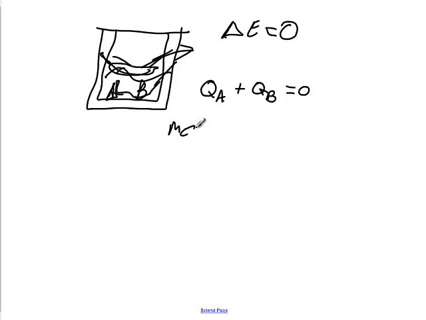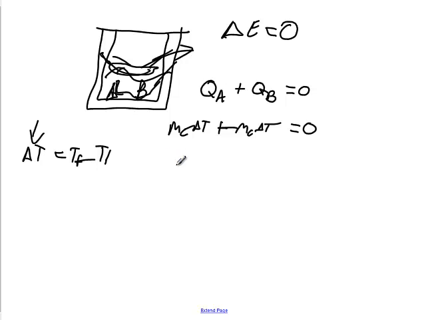You have MC delta T of the first one plus MC delta T of the second one plus MC delta T of the third one, fourth one, fifth one, however many things are in there, is going to equal 0. The trick to doing this is to make sure you do your delta T correctly. Delta T is always, always, always final temperature minus initial temperature. If you do it backwards, you'll end up with a negative when you shouldn't.